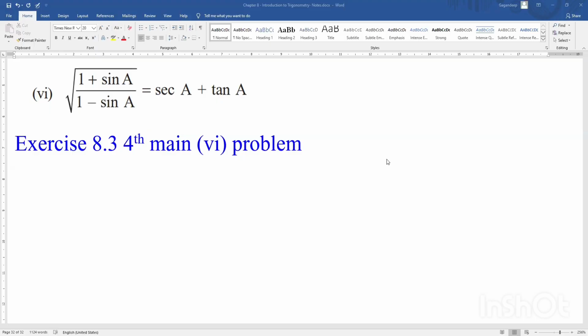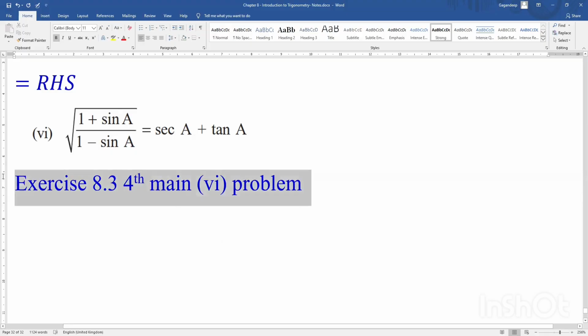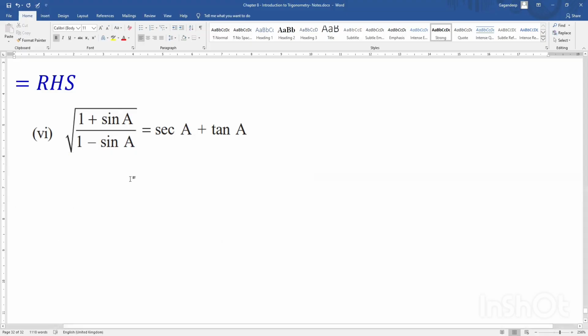Today I'm going to continue with the introduction to trigonometry, exercise 8.3, fourth main, sixth problem. So we have the problem: square root of (1 plus sine A) by (1 minus sine A) equals secant A plus tan A. Here we are going to take the LHS, as it looks more complicated compared to the RHS. So now I'm taking the LHS.